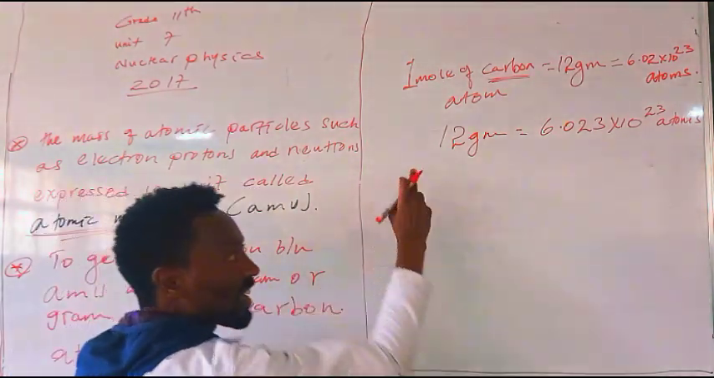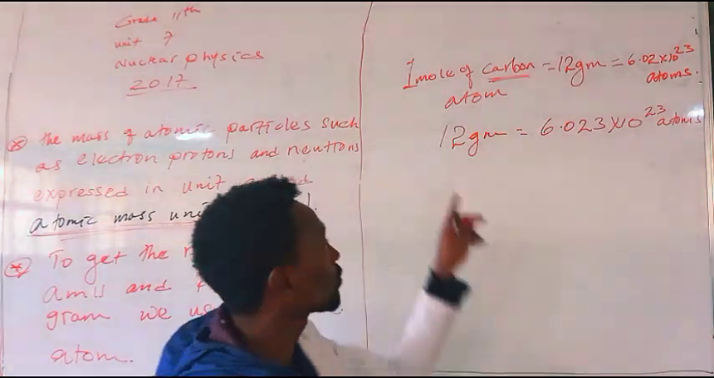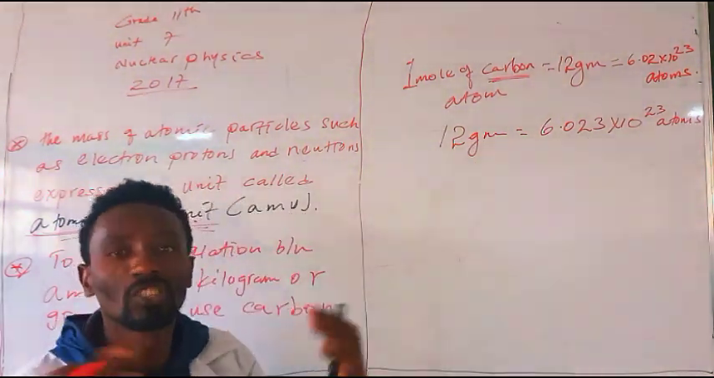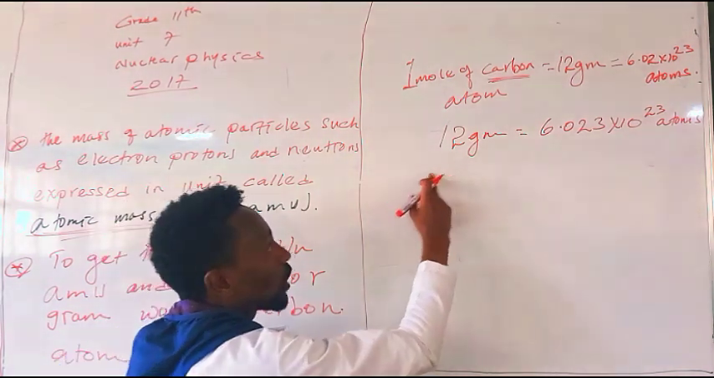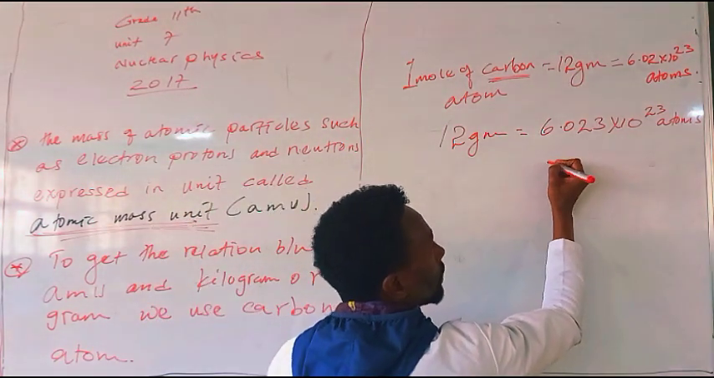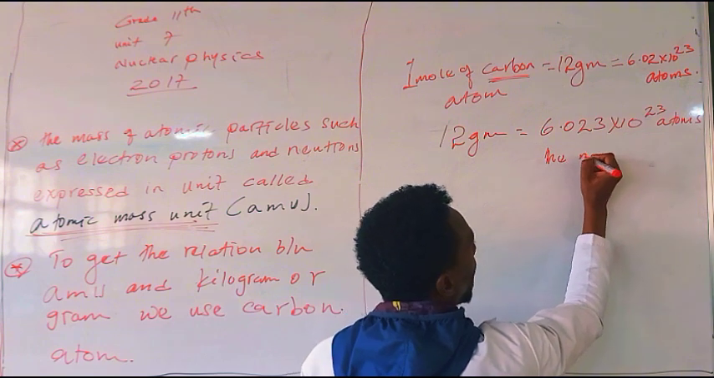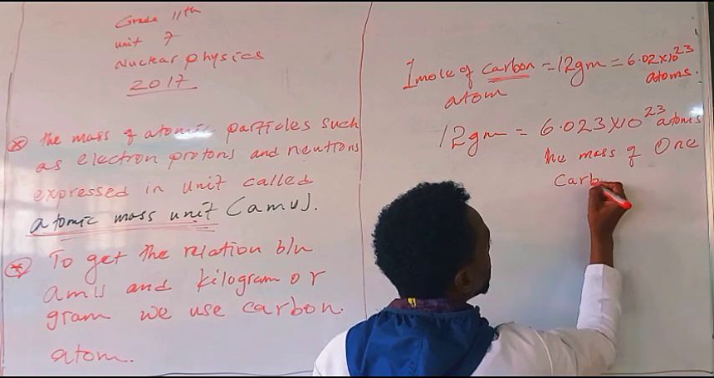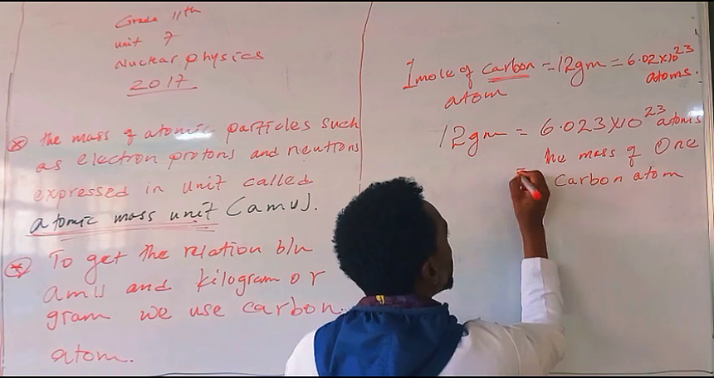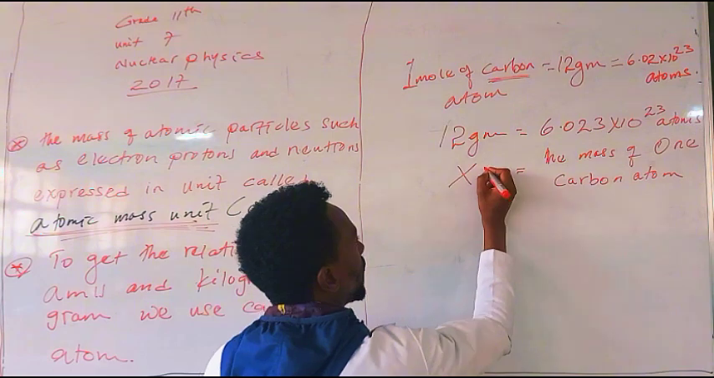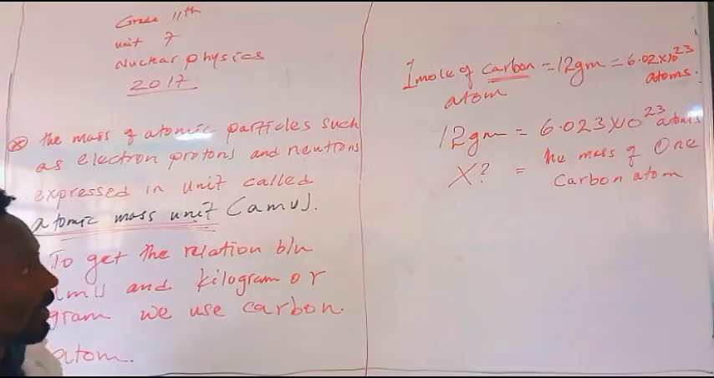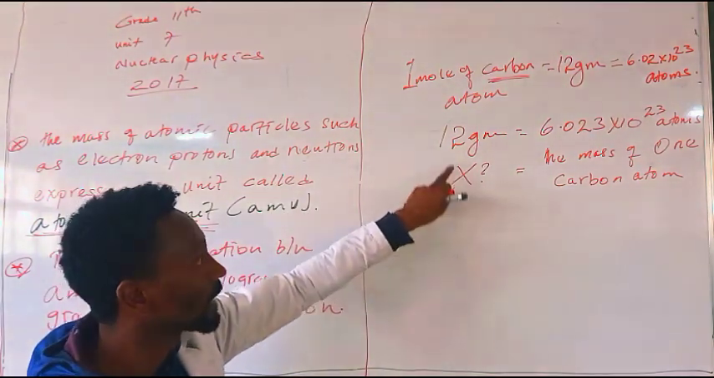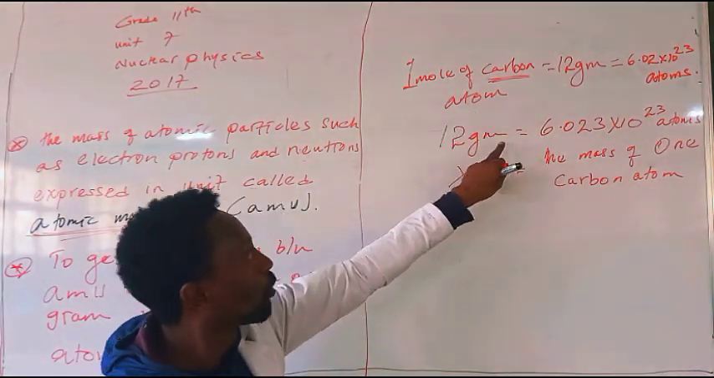So it is possible to get the mass of one atom from this relation. As far as it contains this many atoms, the mass of one atom can easily be derived. So to calculate this, what is the mass of one carbon atom, which is equal to X? This is what? The mass of one carbon atom. How much? In gram. This is what? 12 gram of carbon atom.